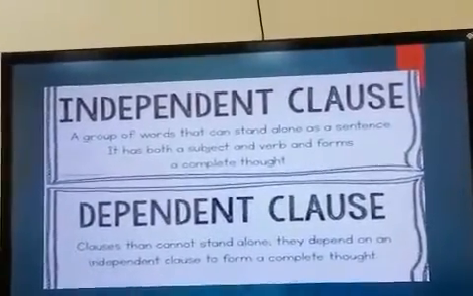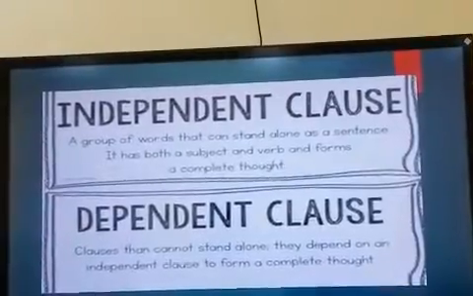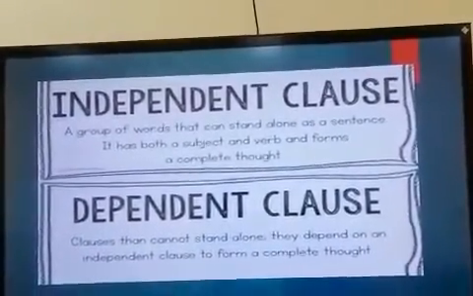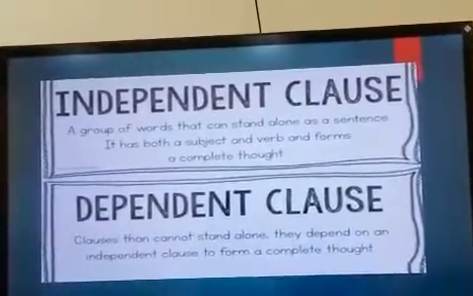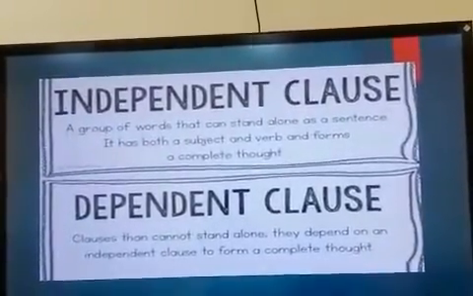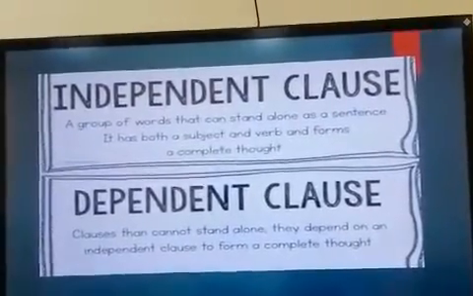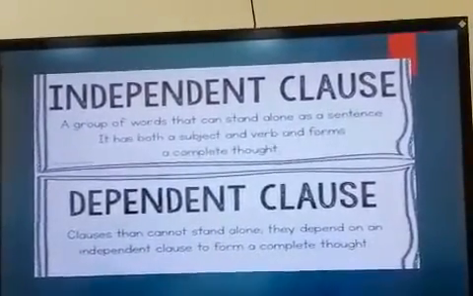The dependent clause is the opposite: it cannot stand alone, because it depends on an independent clause to form a complete thought. So a dependent clause needs an independent clause so that it can give you a complete thought, a complete idea. Now you have simple, compound, complex, and compound complex sentences.